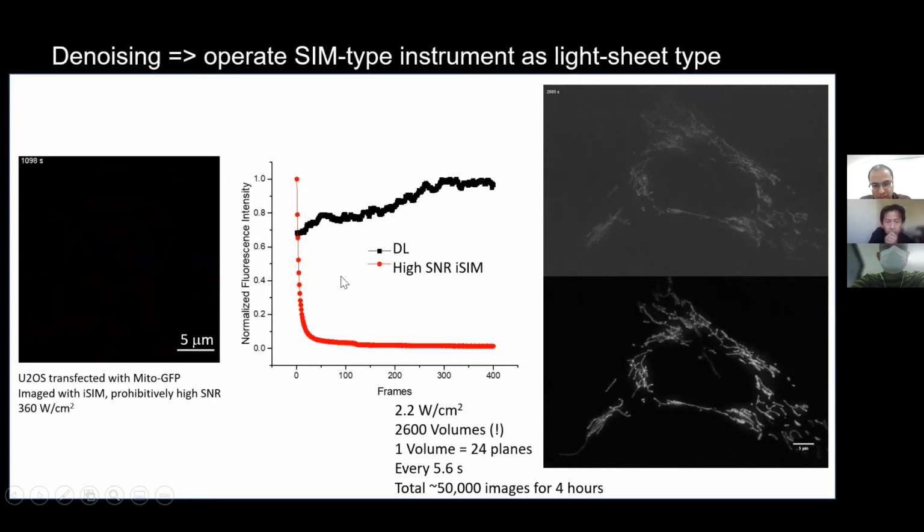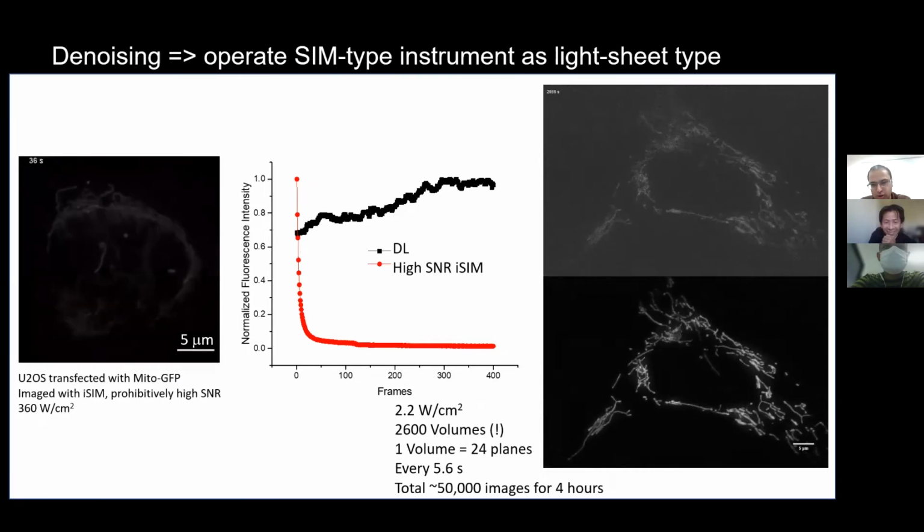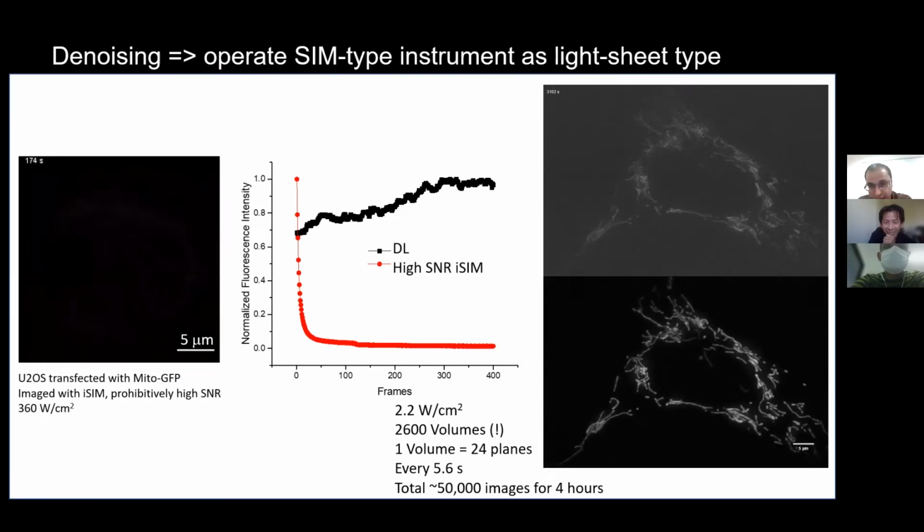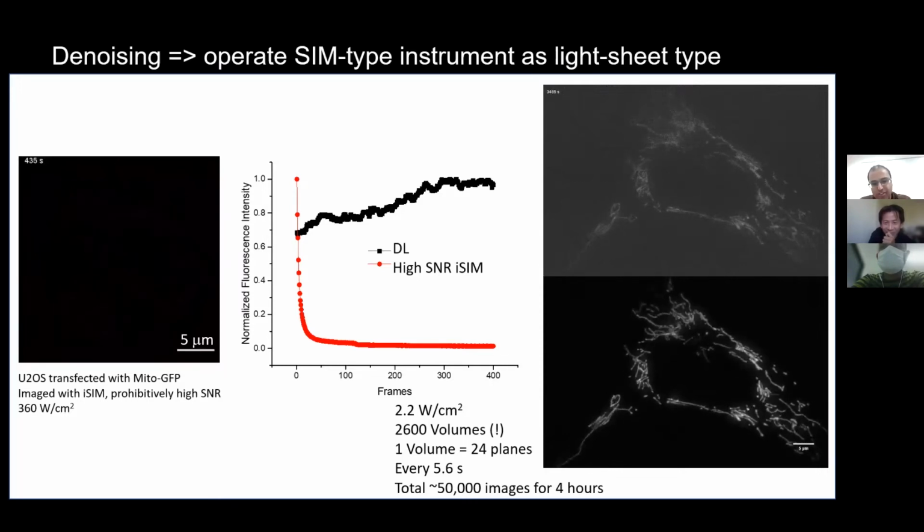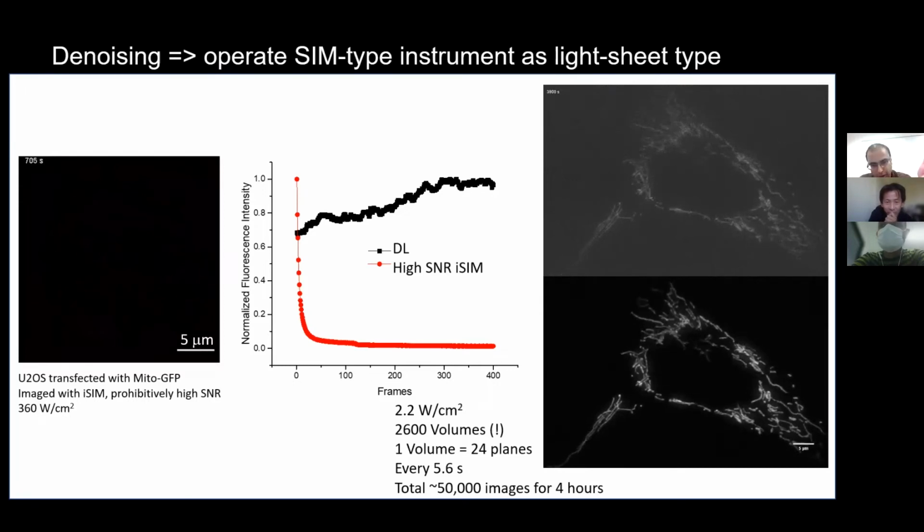At least for me, as a microscopist who has spent too long using these techniques, I've never seen this in a super-resolution microscope. So I find it amazing that effectively we can operate a structured illumination microscope like a light sheet microscope. And this scales to other kinds of targets as well, right?